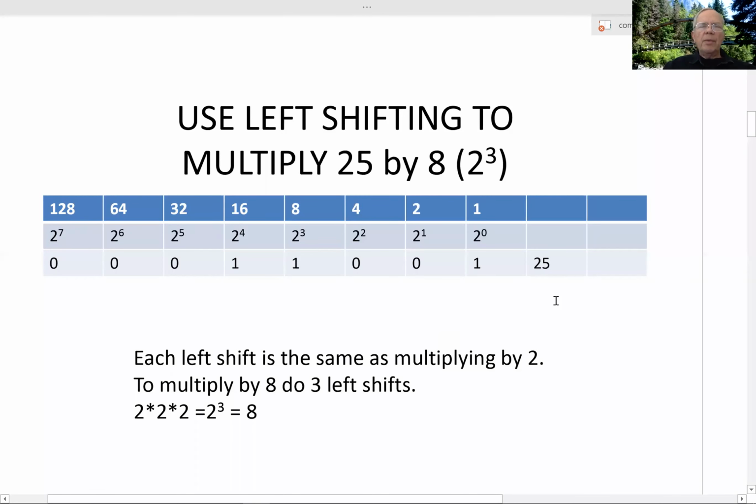Now I'd like to talk about using shifting to multiply. Suppose we wanted to multiply 25 by 8. 8 is 2 to the 3.